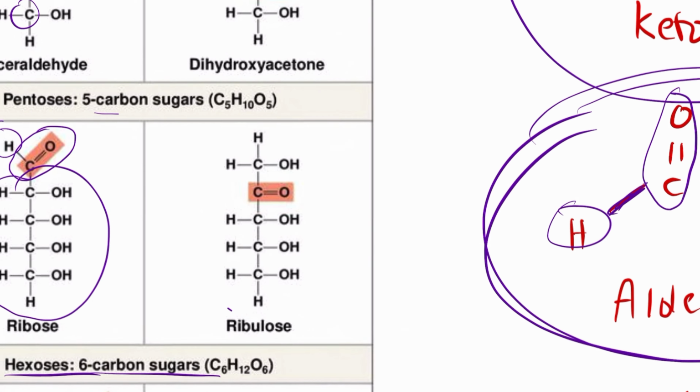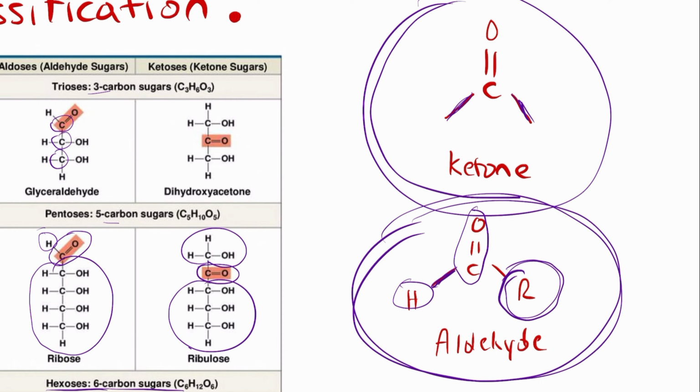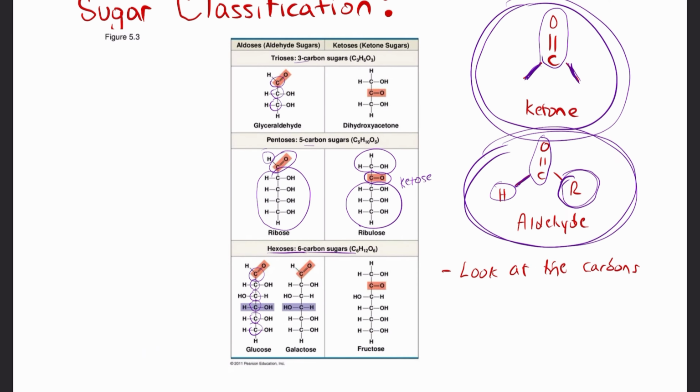If we look at ribulose next to it, we see there's a C double bonded to O, bonded to something else and then bonded to something else. That's exactly what a ketone is: a carbon bonded to an oxygen, bonded to something else, bonded to something else. We can classify this as a ketose. So this is just a little classification of sugar.